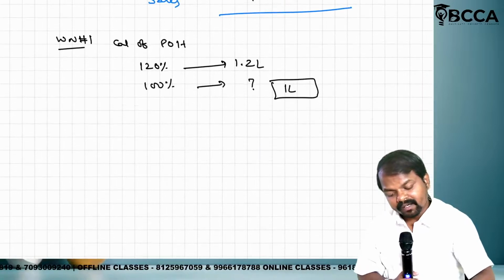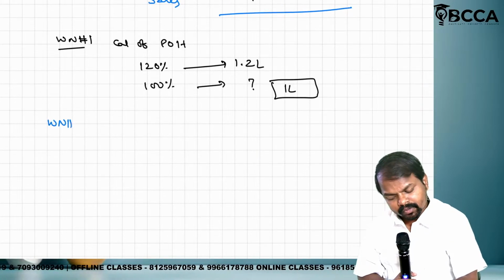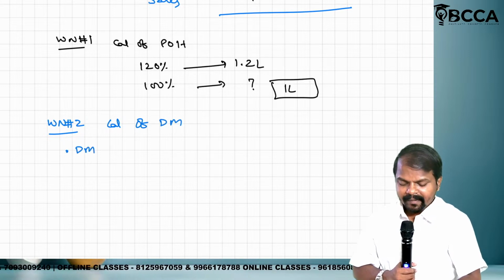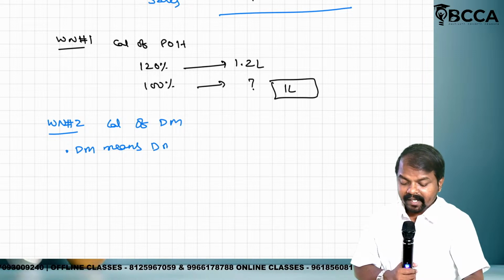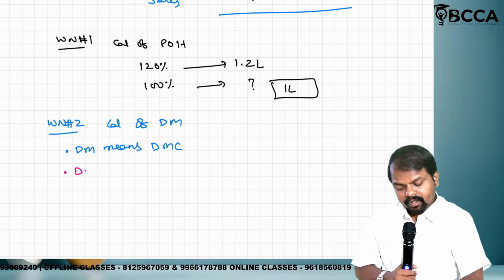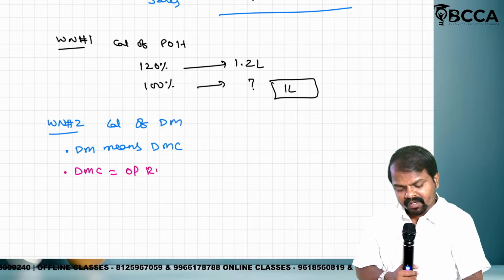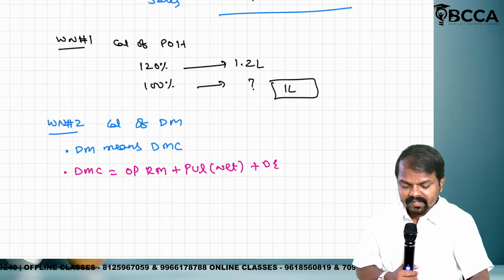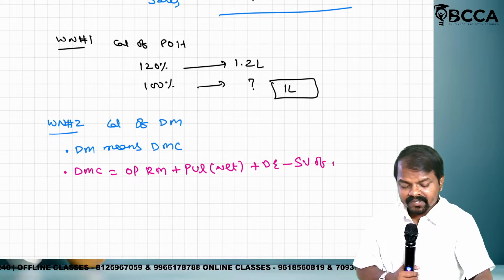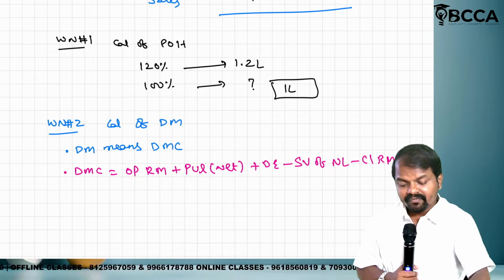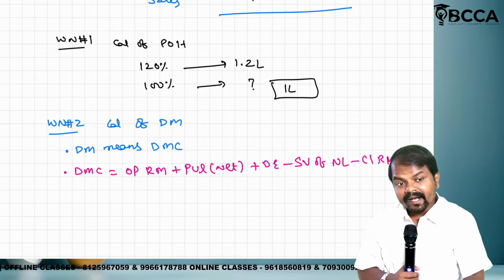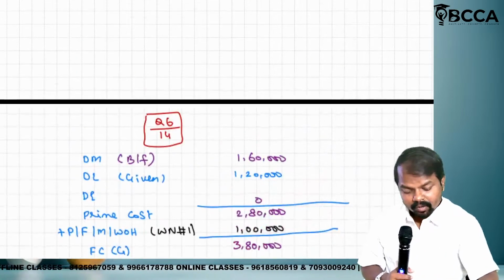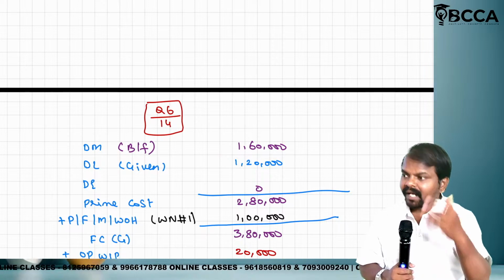Then we will move to working note number 2, calculation of direct material. First line. Direct material means direct material consumed. Direct material consumed is equal to opening stock of raw material, plus purchases net, plus direct expense in relation to purchases, minus salvage value of normal loss, minus closing stock of raw material. How much is direct material consumption? 1,60,000. We calculated it in reverse manner.